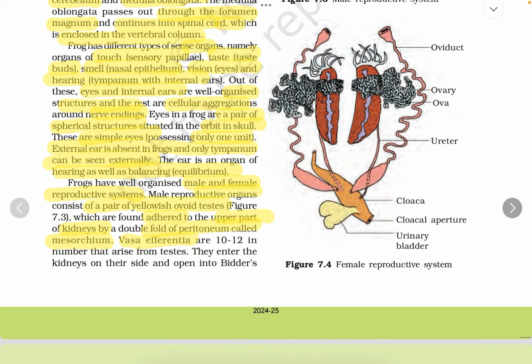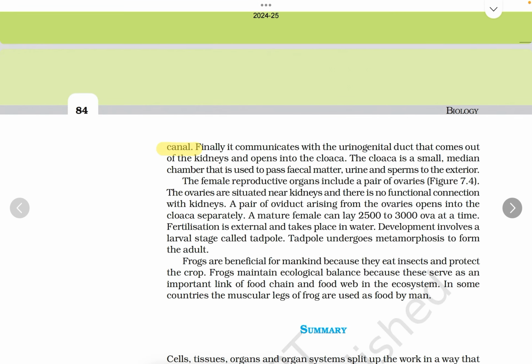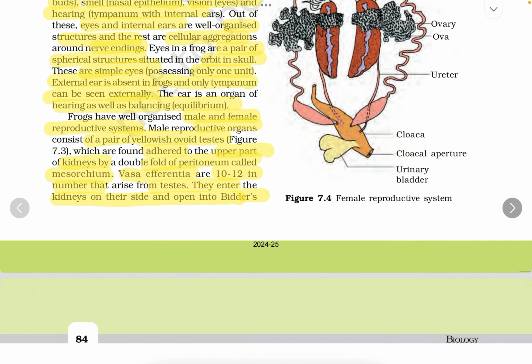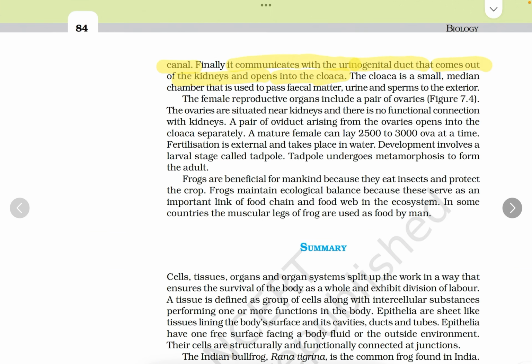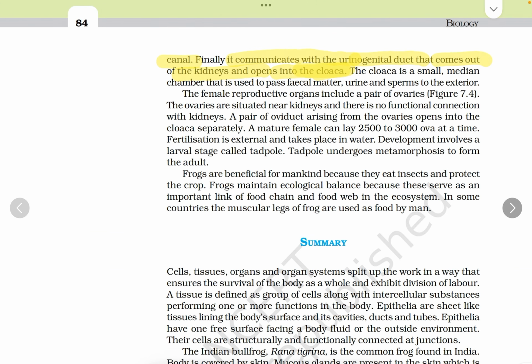Vasa efferentia are 10 to 12 in number that arise from the testis. They enter the kidneys on the side and open into the Bidder's canal. Finally, it communicates with the urinogenital duct that comes out of the kidney and opens into the cloaca. So whatever vasa efferentia you studied from the testis, that will open into the cloaca, the same ending.